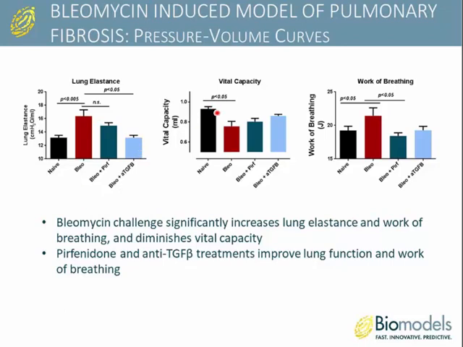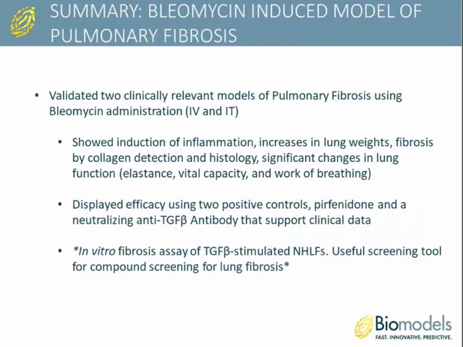Conversely, the vital capacity goes down in bleomycin administered animals, and then treatment with pirfenidone or anti-TGF-beta shows some amelioration of the vital capacity. And finally, the work of breathing, which is generated from these pressure volume curves, you see that mice that were administered bleomycin have a much higher work of breathing, and this is improved by treatment of pirfenidone or TGF-beta.